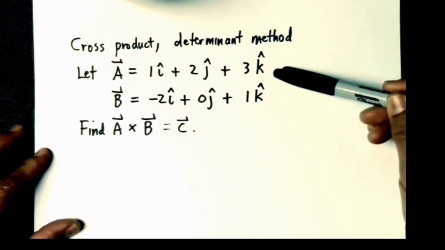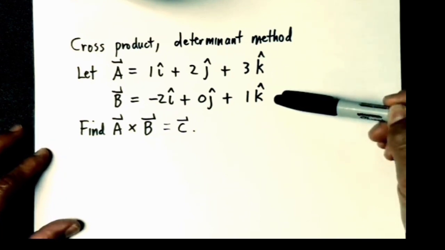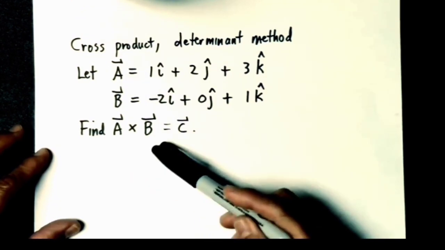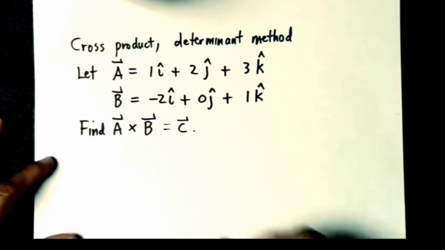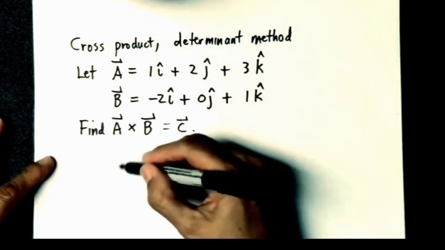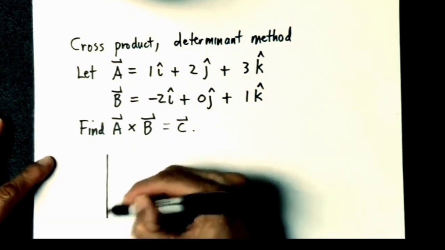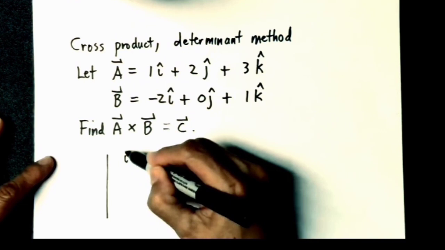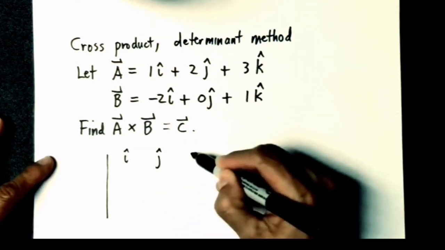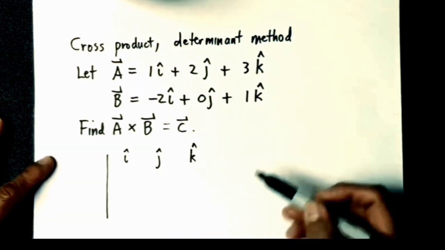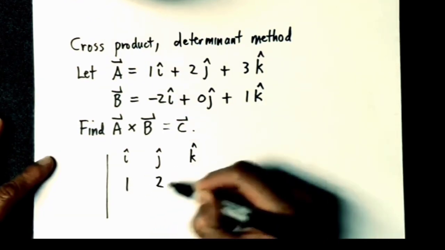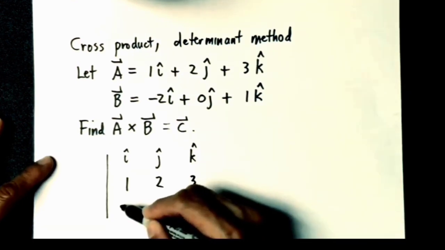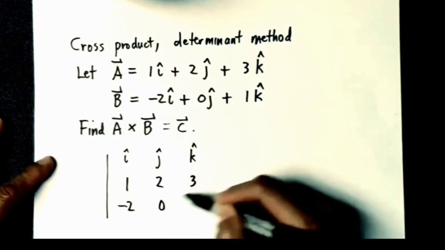Suppose you have two vectors, A and B, written as such, and you want to figure out A cross B, which is equal to C. So what you have to do is first construct a matrix, and the matrix looks like this. You make a bar, and you're going to arrange I hat, J hat, and K hat in the top row, and then the components of A in the second row, and the components of B in the third row.